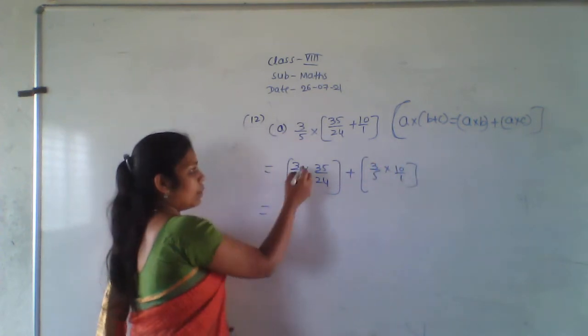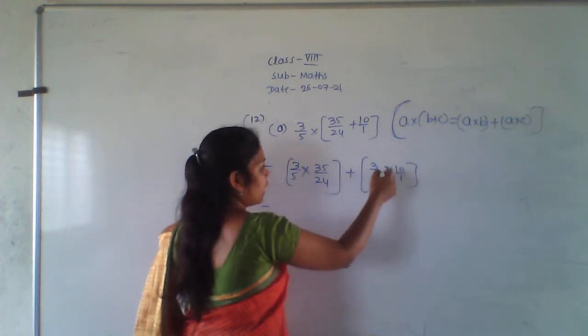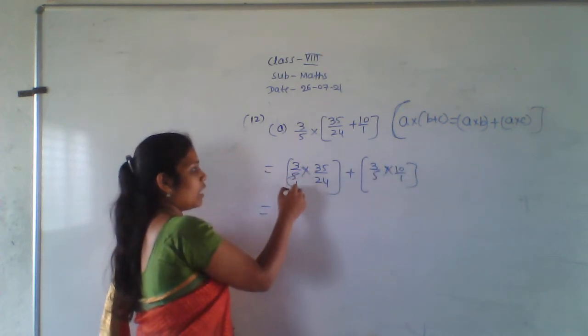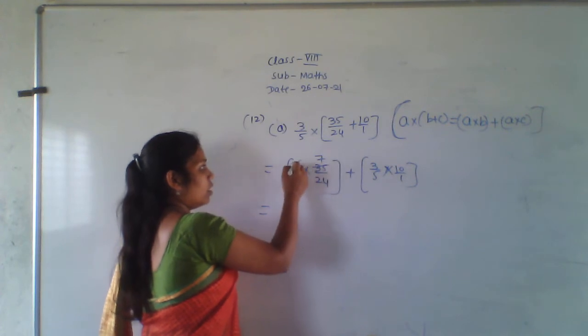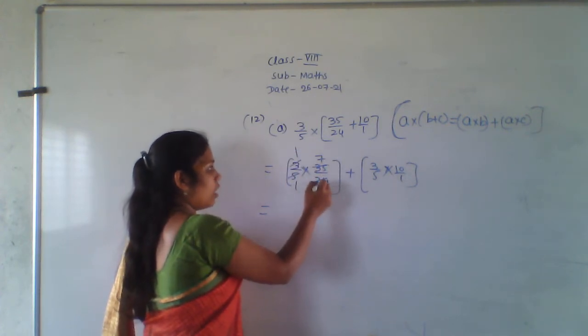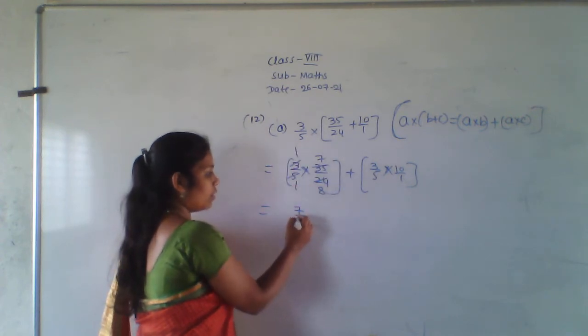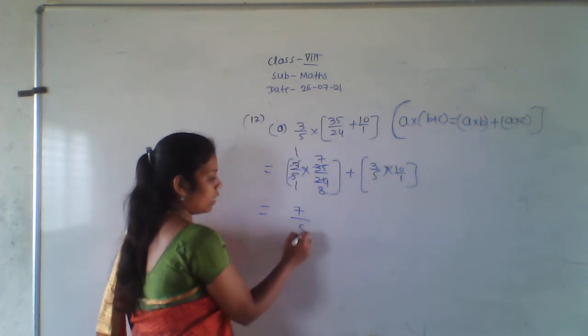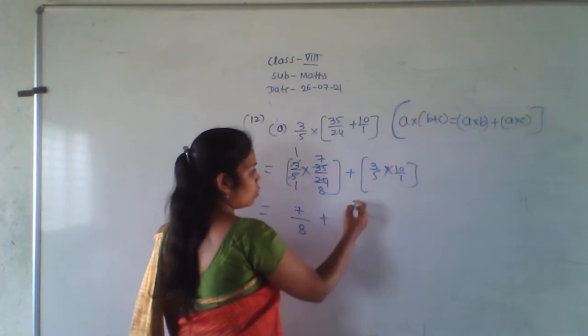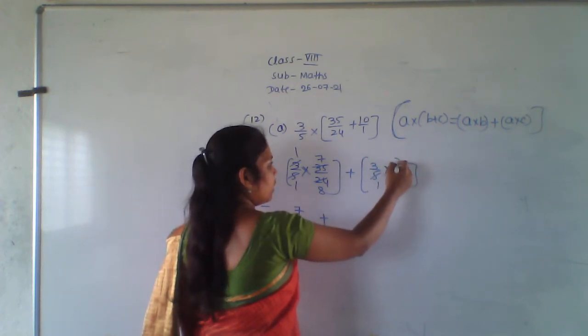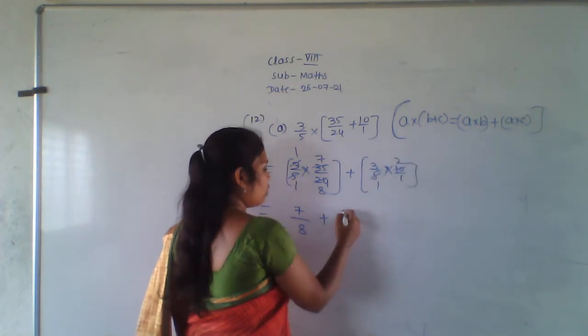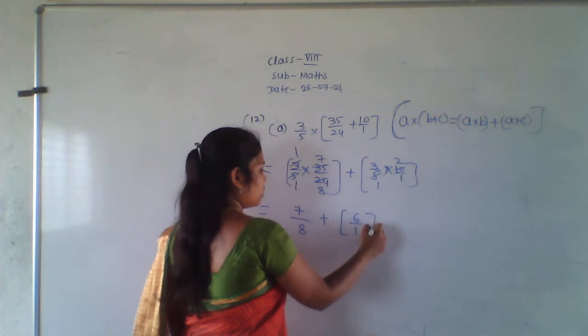Now here multiplication is there, right? We can cancel the values. Here 5 ones are 5, 5 sevens are 35. Here 3 ones are 3, 3 eights are 24. What is the value left here? 1 into 7 is 7, 1 into 8 is 8. Plus here also the same thing: 5 ones are 5, 5 twos are 10. So 3 twos are 6, that is 6 by 1.